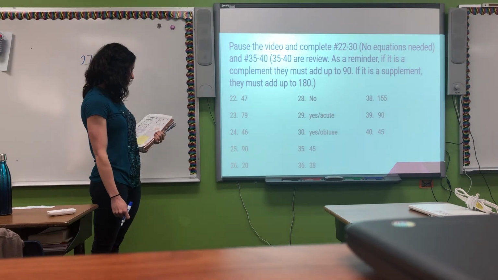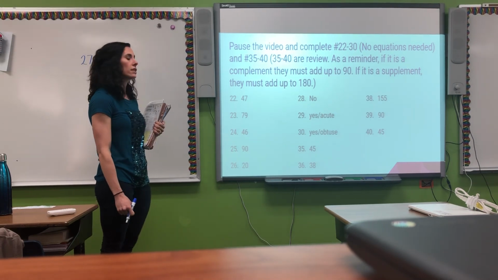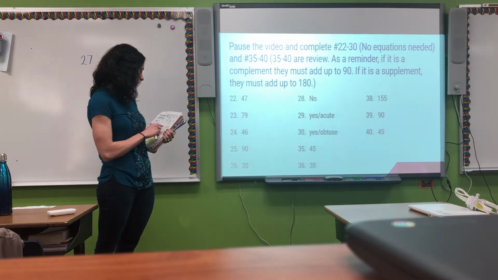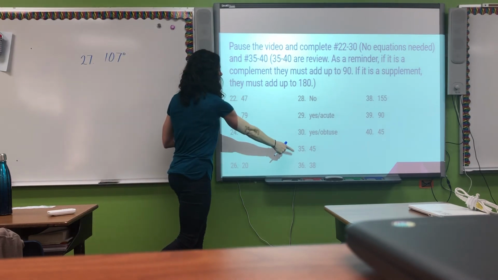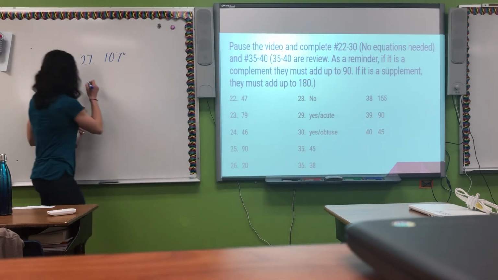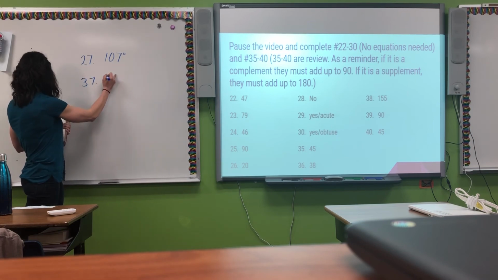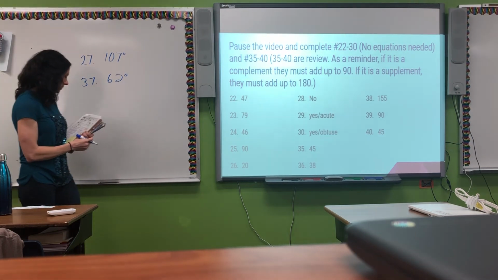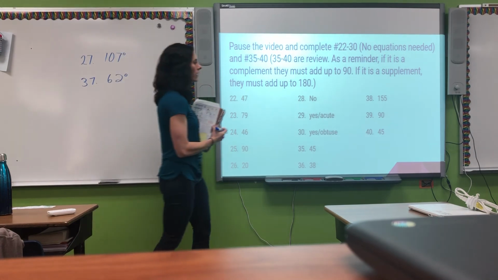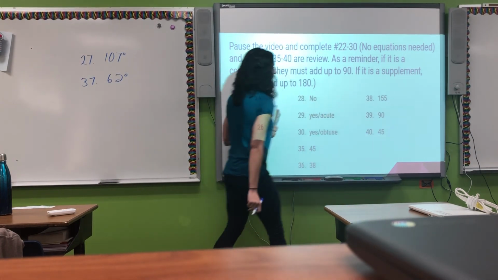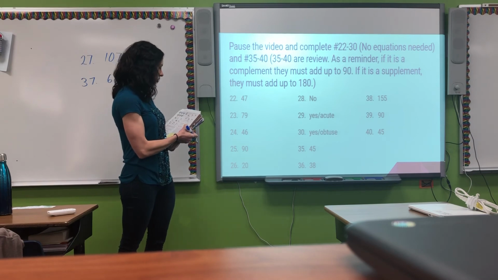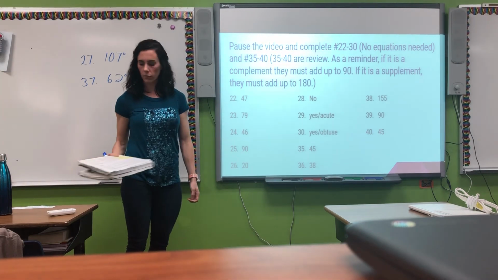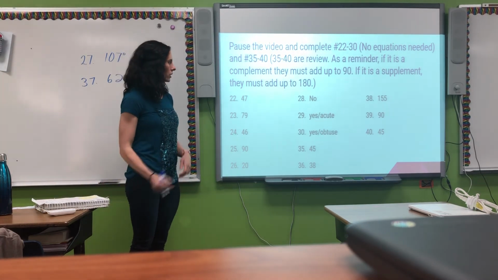All right, and then the bottom part, the review, on 35 through 37, it was asking you for the complement, so it had to add up to 90 degrees. So 35 was 45 degrees, 36, 38 degrees, 37, 62 degrees. 38 through 40, these were supplements. So when you pair them up, they have to add up to 180 degrees. 38 is 155 degrees, 39, 90 degrees, and 40 was 45 degrees.